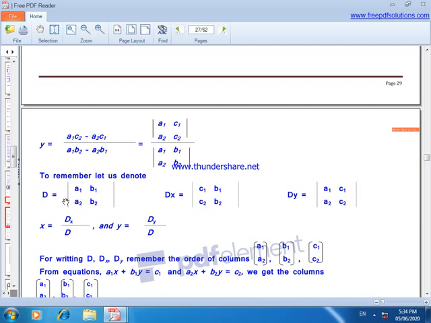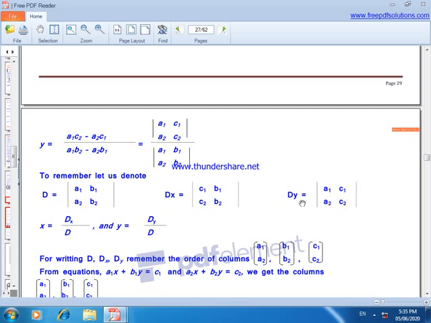Now here d is equal to a1 b1 a2 b2, dx is equal to c1 b1 c2 b2, dy is equal to a1 c1 a2 c2. Now I am going to simplify this d, dx and dy. Now d is nothing but a1 a2 b1 b2, dx is nothing but c1 c2 b1 b2, dy is equal to a1 a2 c1 c2.